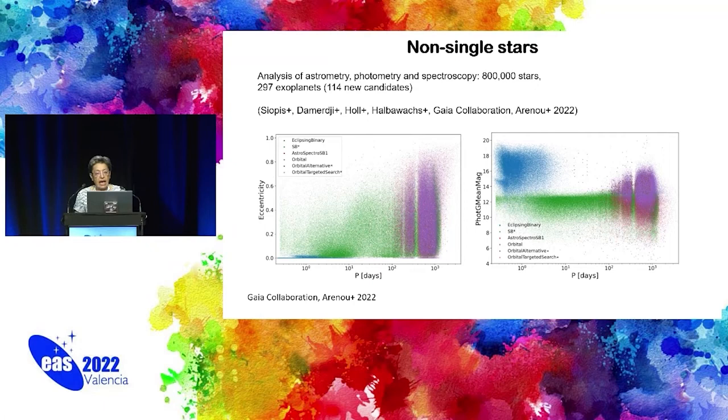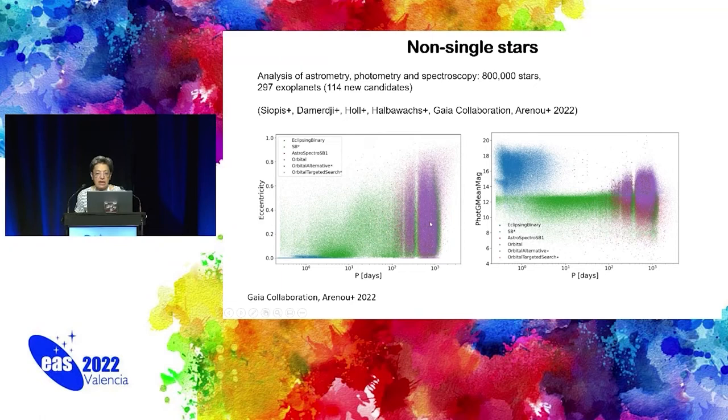And here on the plot, you have basically eccentricity as a function of the period and the magnitude as a function of the period. And we see that different kinds of binaries are detected in different regimes. Of course, the eclipsing binaries have short periods. The spectroscopic binaries tend to be bright because of the limiting magnitude of the spectroscopy in Gaia. The astrometric detections have long periods, of course. And here, as a function of the eccentricity as well, the eclipsing binaries tend to be circularized, and so the eccentricity is low, while for the others that is not the case.